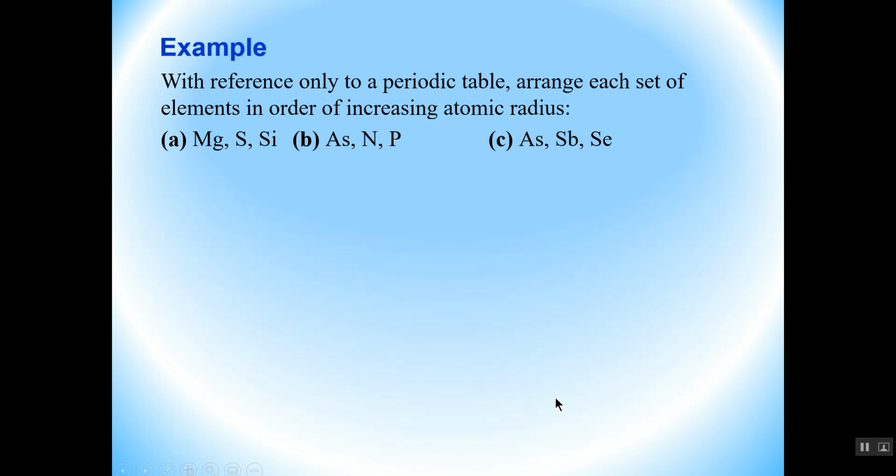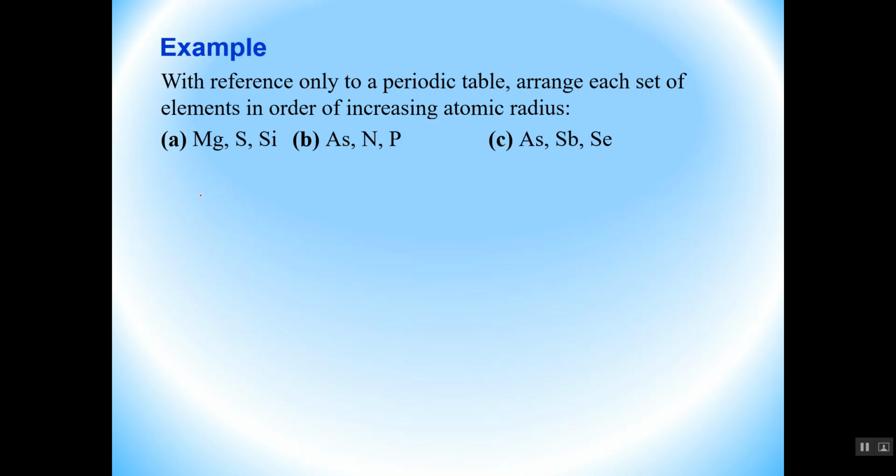Okay. So based on what we have just covered here, we should be able to answer this question. Now, this question says, with reference only to a periodic table, arrange each set of the elements in order of increasing atomic radius. So while you're looking at this, you should have by your side a copy of the periodic table so that you'll be able to answer these questions. So if you look at the first one, magnesium, sulfur, and silicon, if you consult the periodic table, you'll see that all those three elements are in period 3.